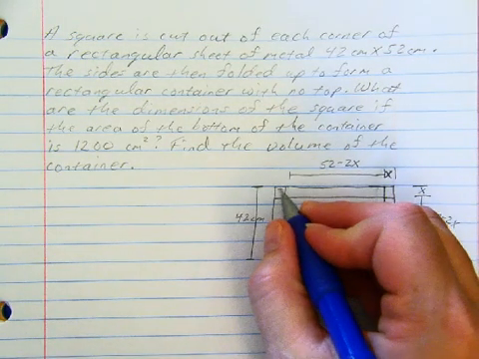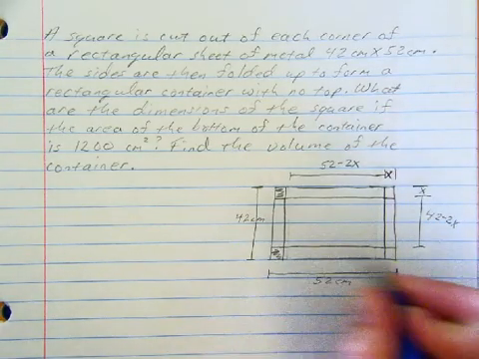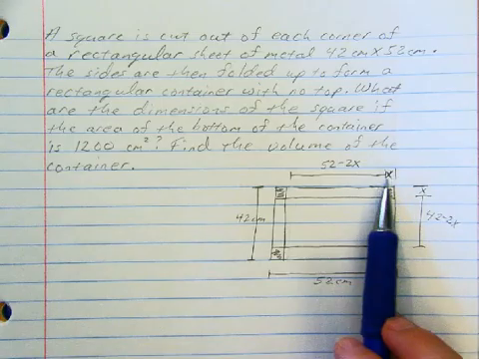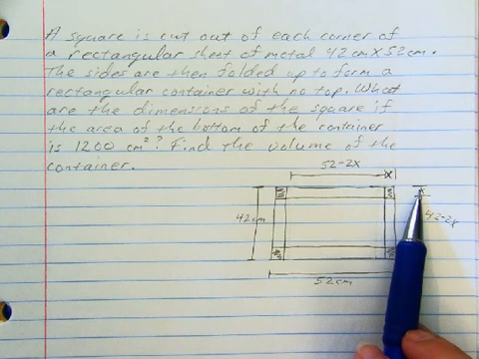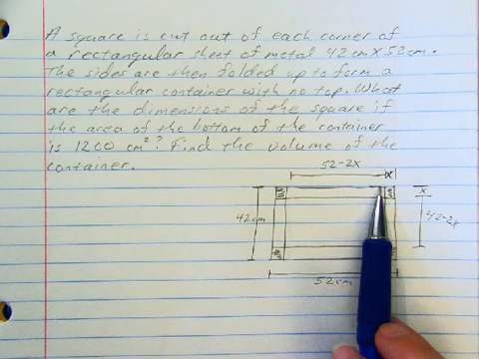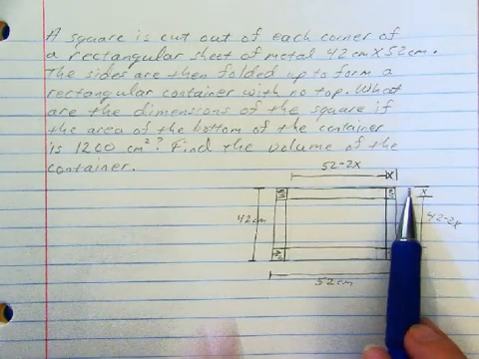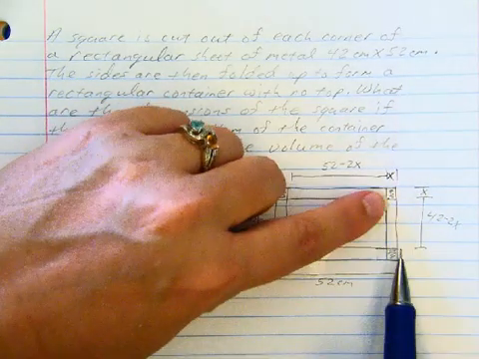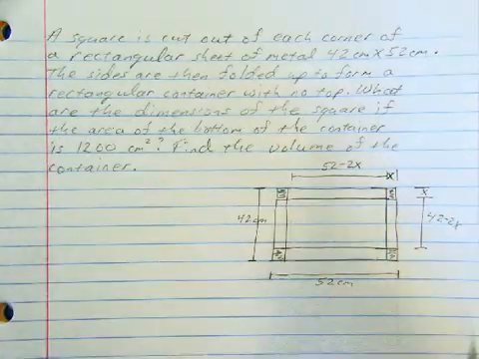Okay, so we're cutting out these little square pieces. So they're telling us these are squares. So that's why I called each of these x. So then what's left here is 52 minus 2x, because we have 1 on each end. And what's left here is 42 minus 2x, because we have 1 on each end.